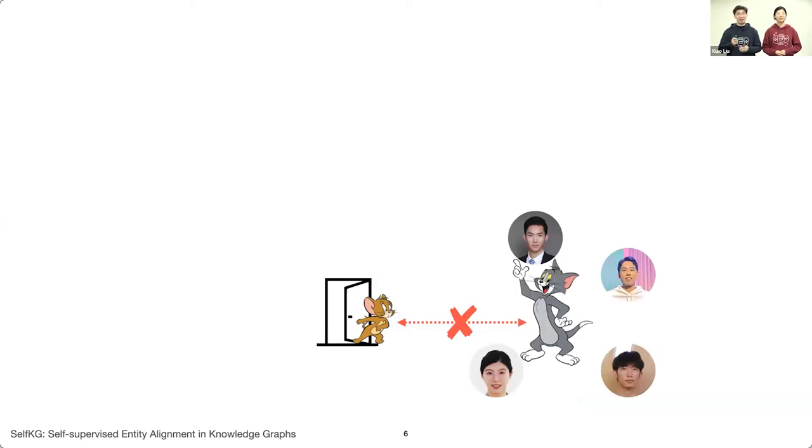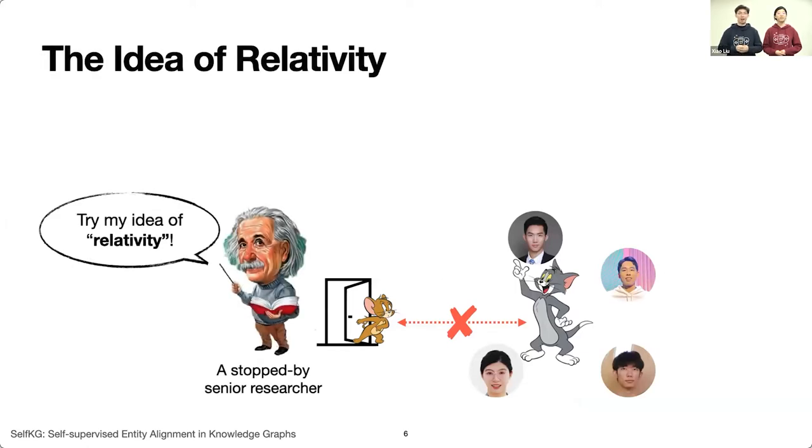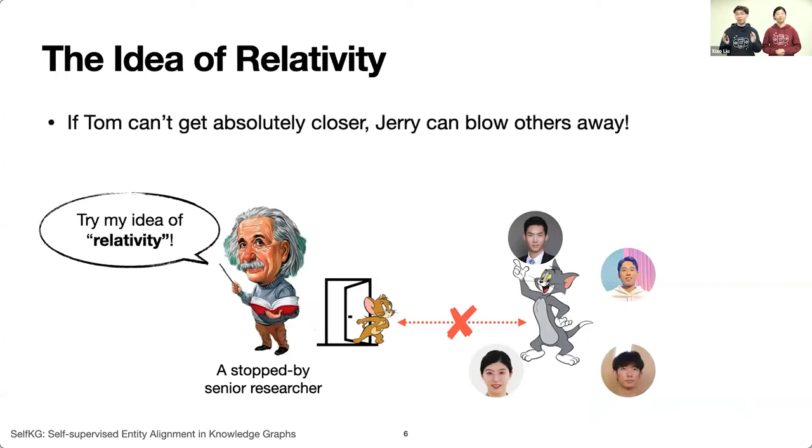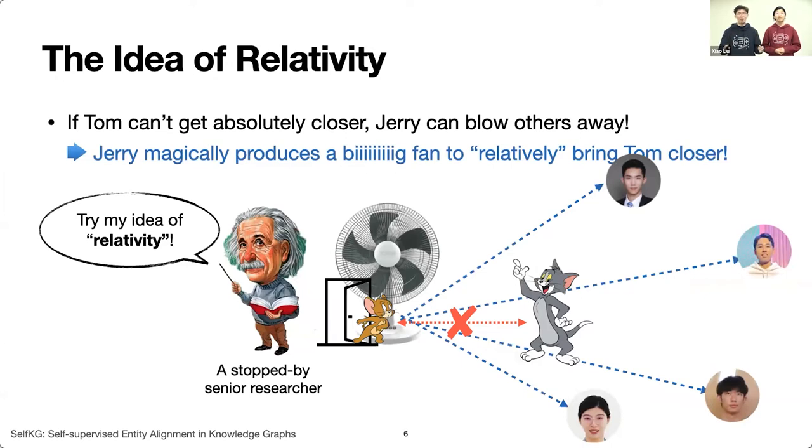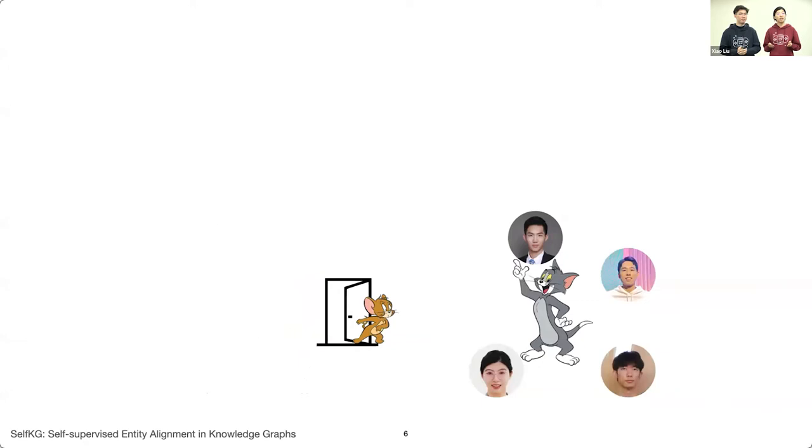But luckily, at the moment, they meet a senior researcher, and he tells Jerry, you can try the idea of relativity. What is relativity? Jerry suddenly understands that if Tom can't get closer, Jerry can somehow push other people away as far as possible. Then Jerry magically produces a big fan and a strong wind that can blow other visitors away. In that case, he can make Tom relatively close to him. This is a good idea, but can this idea of relativity be applied to any alignment?